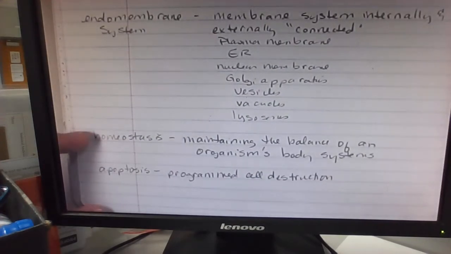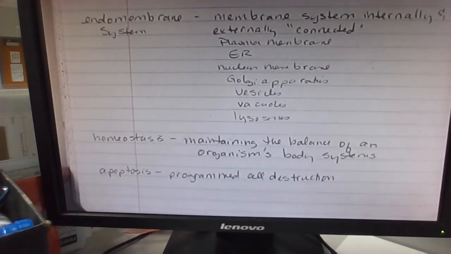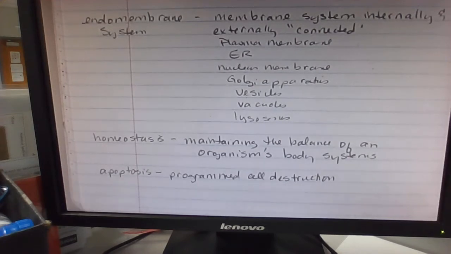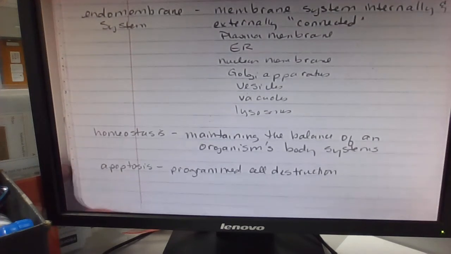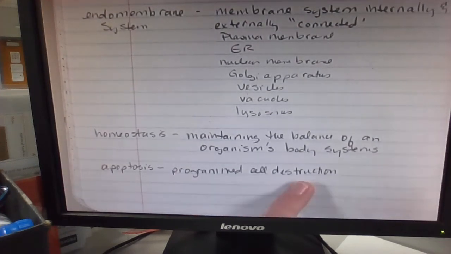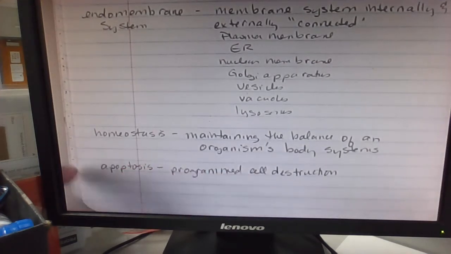Homeostasis, hopefully you've heard of that before, maintaining the balance of an organism's body systems. So maintaining the balance internally, even though external conditions change. This one might be new. Apoptosis, that's programmed cell destruction. And so this is actually a good thing.